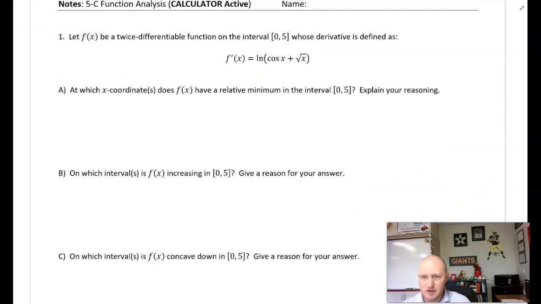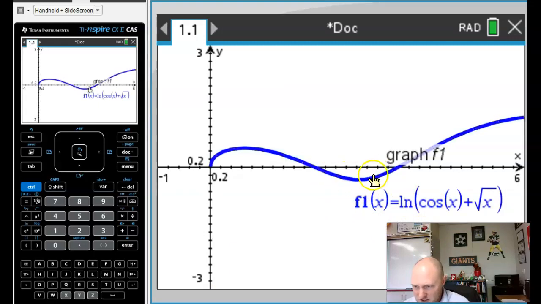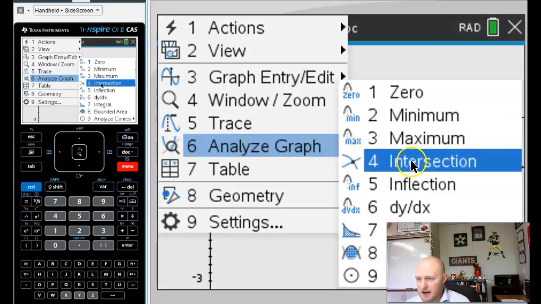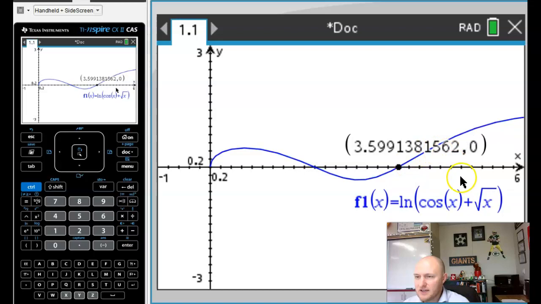We're going to answer some questions now about this function. A: at which x coordinate does f of x have a relative minimum on the interval 0 to 5? Explain your reasoning. So we know that minimums occur when we travel from decreasing to increasing. I want to know where my function is decreasing. It looks like it's decreasing at these two points, and then we change to increasing up here. So I'm going to analyze my graph. Menu, analyze graph, and I want to analyze this zero right here. 3.599. That is a relative minimum because I'm changing from decreasing to increasing.